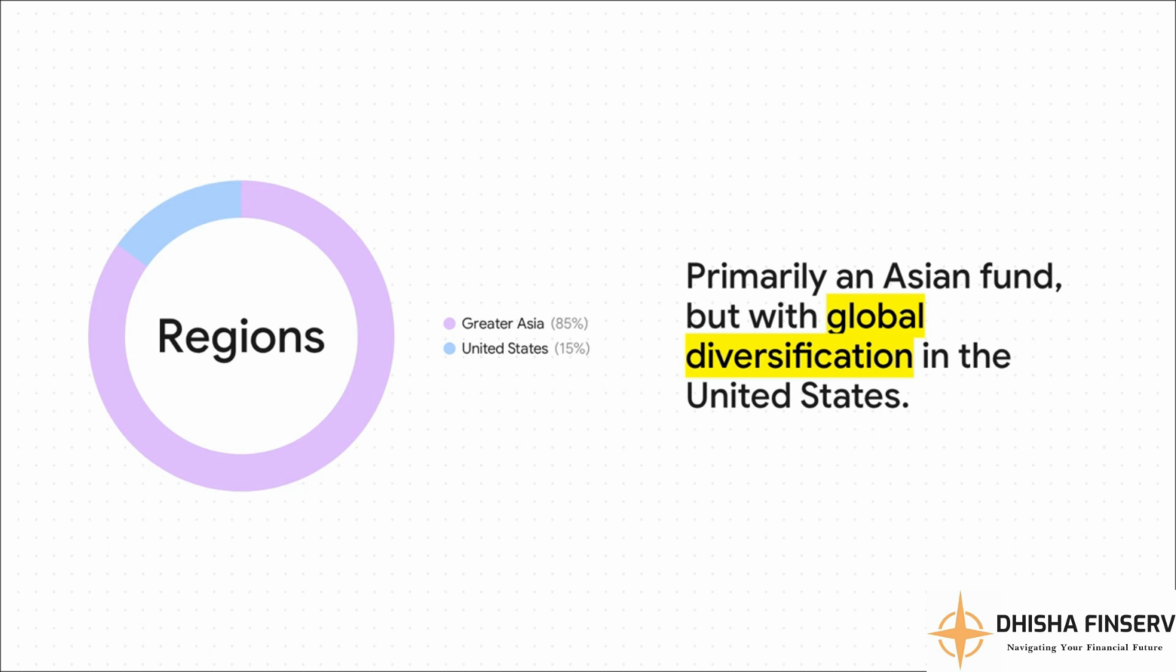And here's something you don't always see. This fund has a bit of a global flavor. While most of its money is in India and Asia, it's got a solid 15% invested in the United States. That gives you a nice layer of diversification that you might not get from other funds.